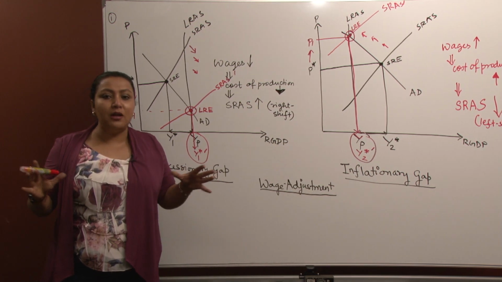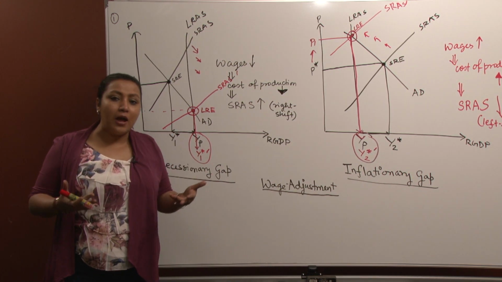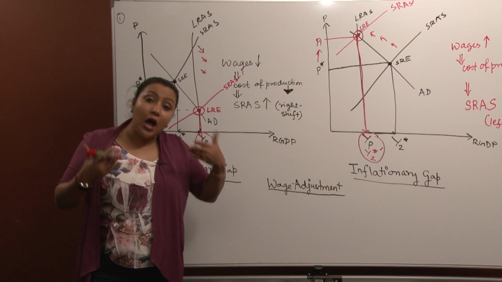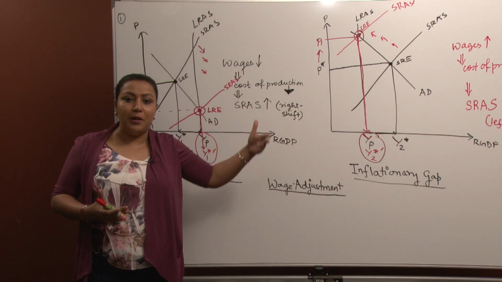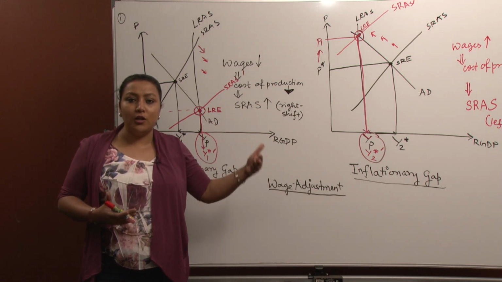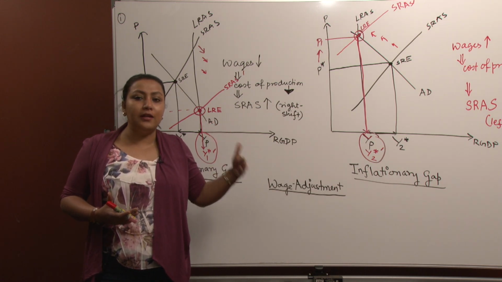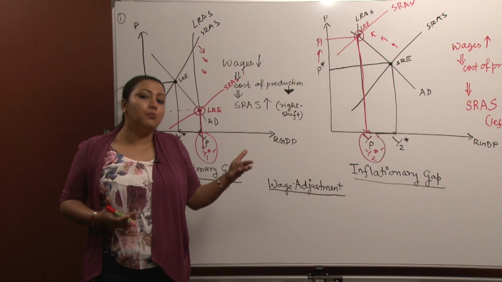So, that wraps up this chapter. Now, in the next chapter, we are going to talk about how this adjustment process from short run to long run could take place through macroeconomic policies, and we will talk in detail about fiscal policy and monetary policy.